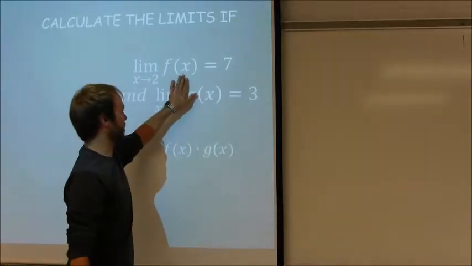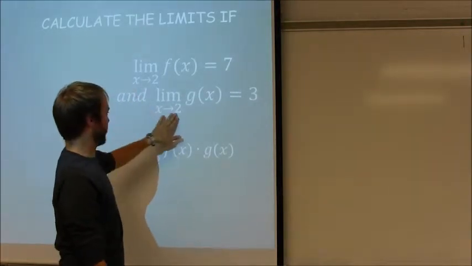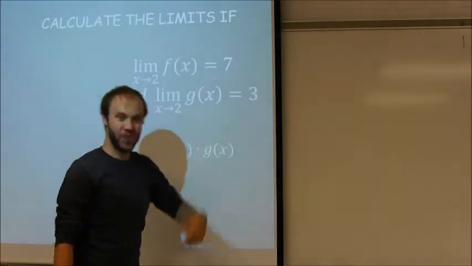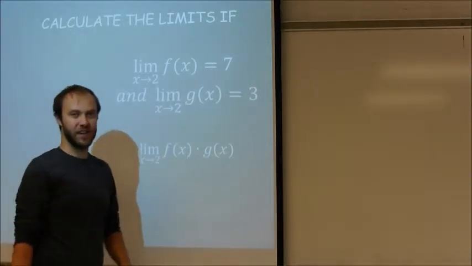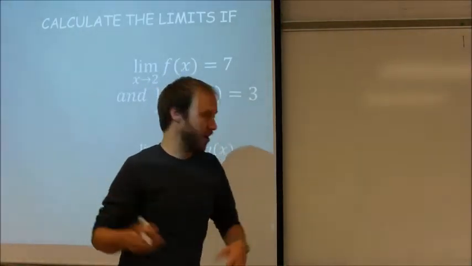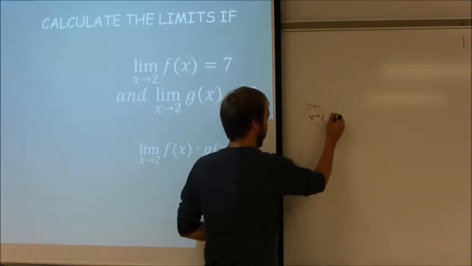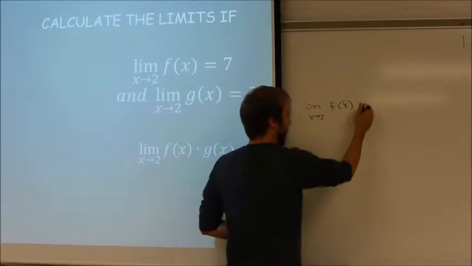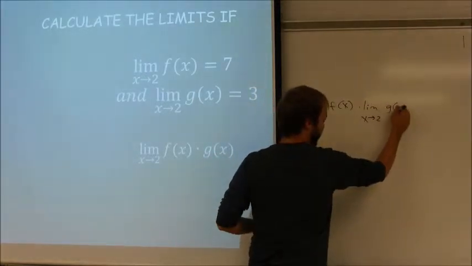I'm told that the limit of some function f of x as x approaches 2 is 7, and I'm told that the limit of g of x as x approaches 2 is 3. It asks me to find the limit of f of x times g of x. Well, keep in mind, I can break up a product of limits. That's just going to be the limit as x approaches 2 of f of x times the limit as x approaches 2 of function g.